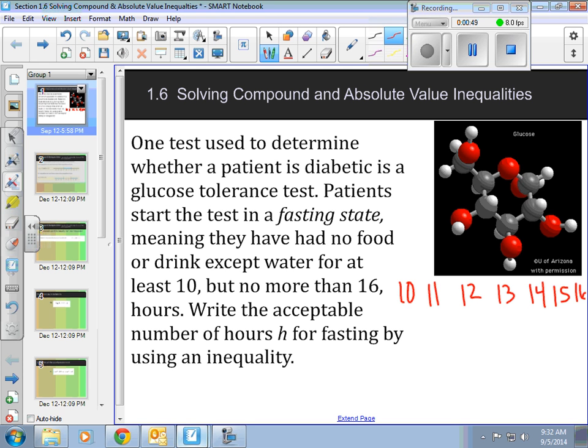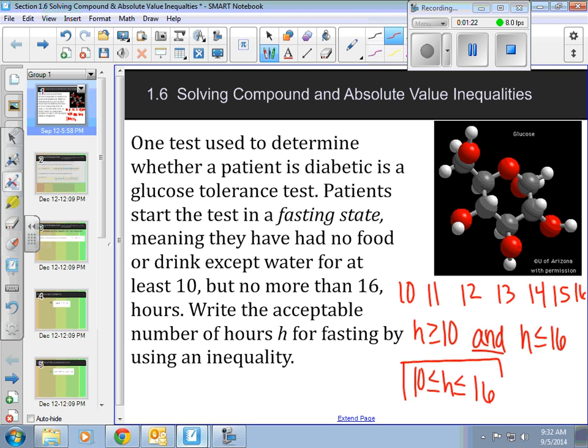So we all know that H has to be greater than or equal to 10, but it also has to be less than or equal to 16. Okay, has to be both of those things. So then we use the word and. If I want to put these two things together, notice that 10 is less than or equal to H, and also H is less than or equal to 16. So here is my compound inequality that shows the number of hours.